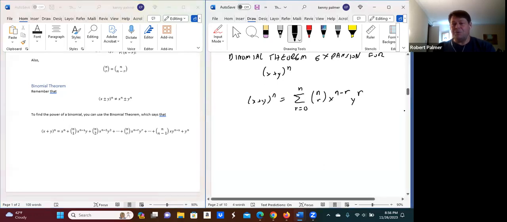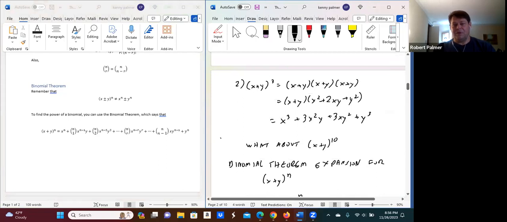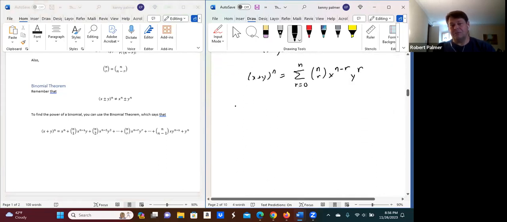So let's actually do the ones we did above, and show this works, or at least one of them. Let's do this one: x plus y cubed, using this binomial expansion. We already know what the result is. So x plus y cubed is equal to the sum of r equals 0 to 3. So n is 3.